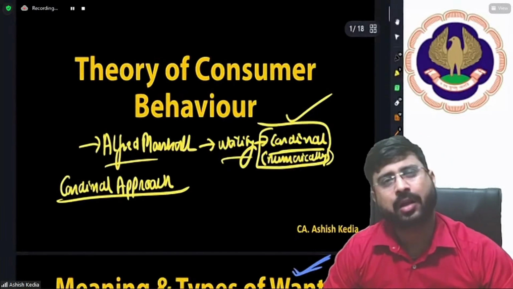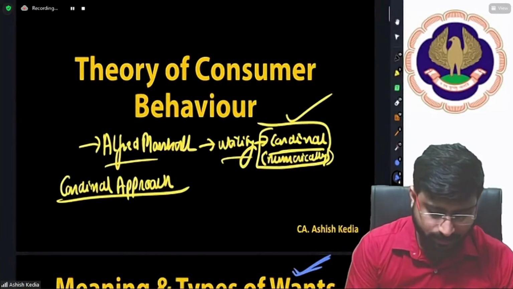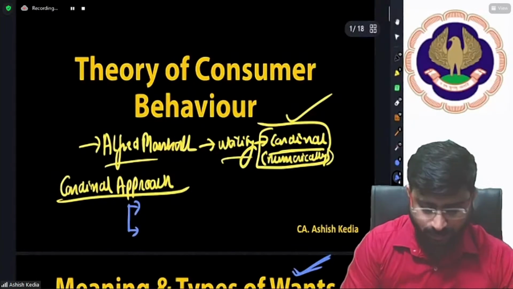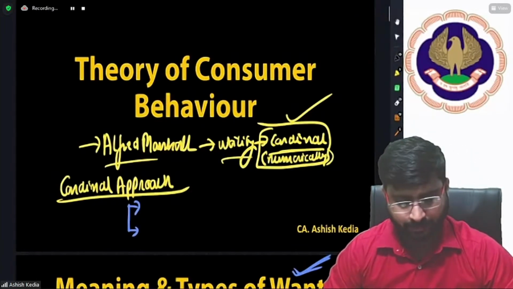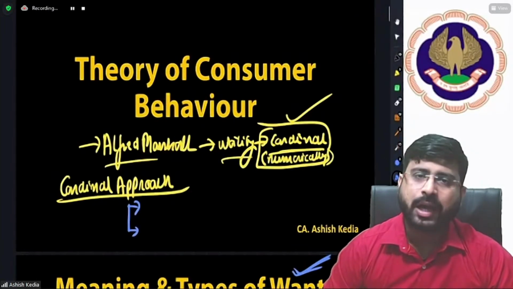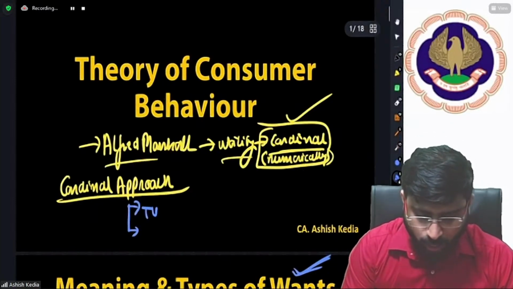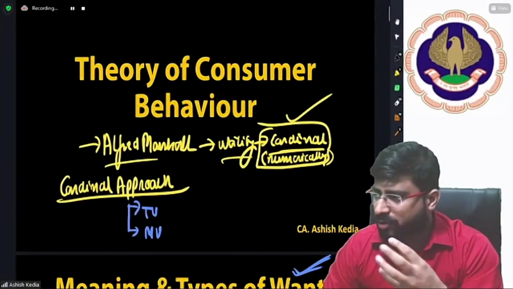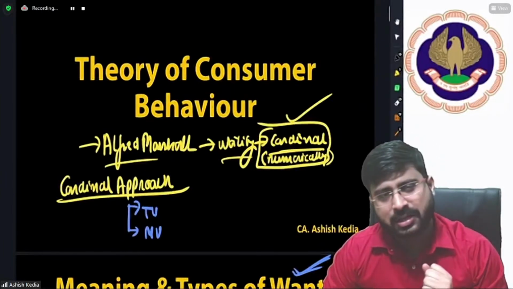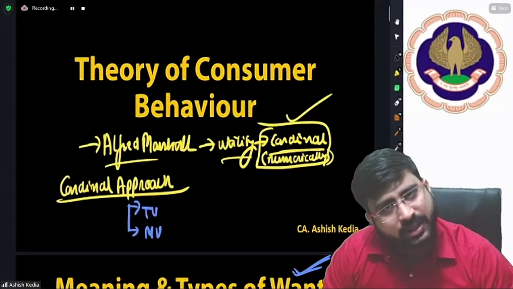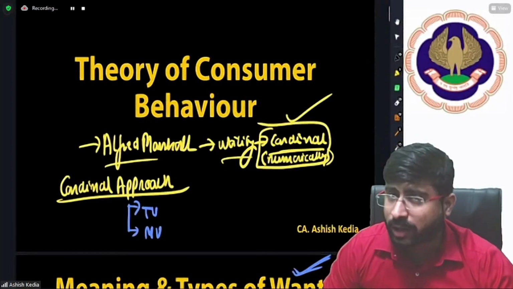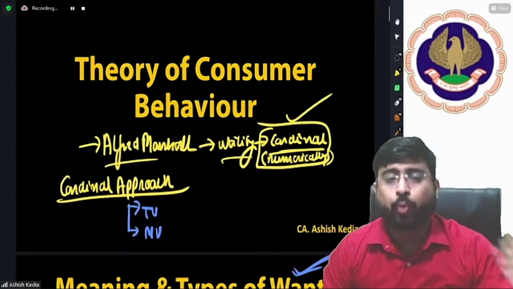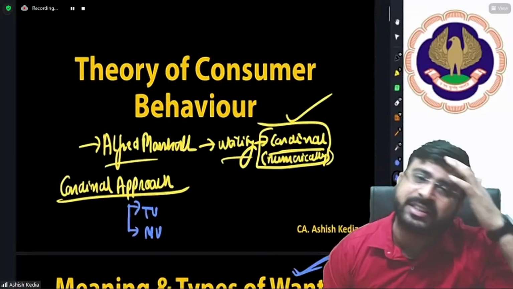See, the cardinal approach. Have a look, guys. The cardinal approach has two major concepts: total utility, and next is marginal utility. Sir, you told us Alfred Marshall says that utility is measurable. Yes. So how do we measure it? What you are ready to pay for a commodity is utility.